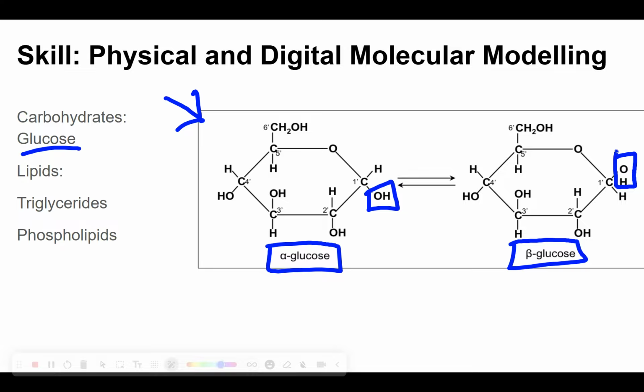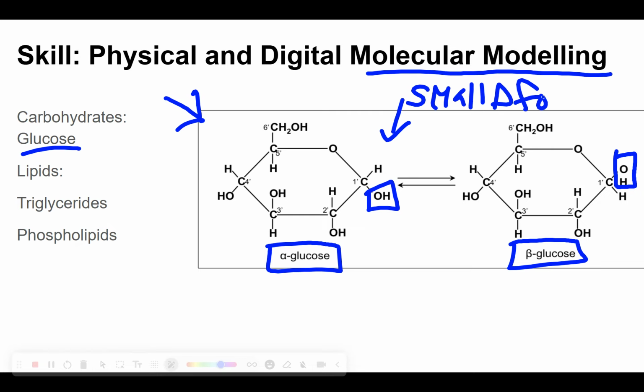And the drawing of this is not a required skill in the IB curriculum anymore, but just thinking about how this small difference in form can cause a change in function, I think is important when you think about molecular modeling. So here you have a small change in form that leads to change in function.